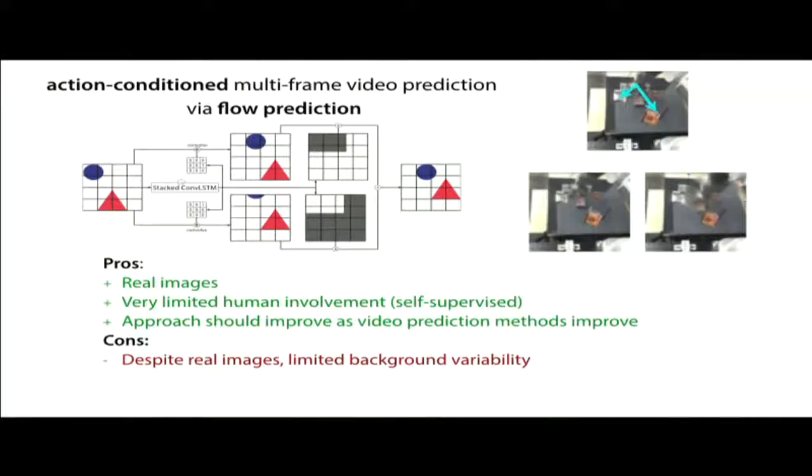Okay, and the cons of this approach is that despite the real images, there's limited background variability. If you actually put a robot in the real world and it's looking out, it's going to see a lot more variability than the videos here.